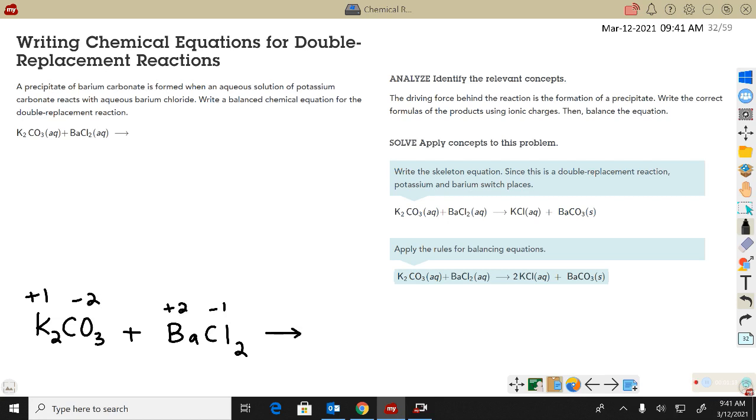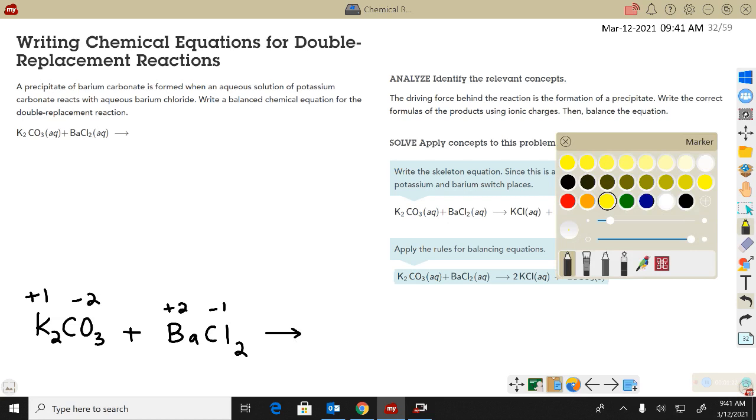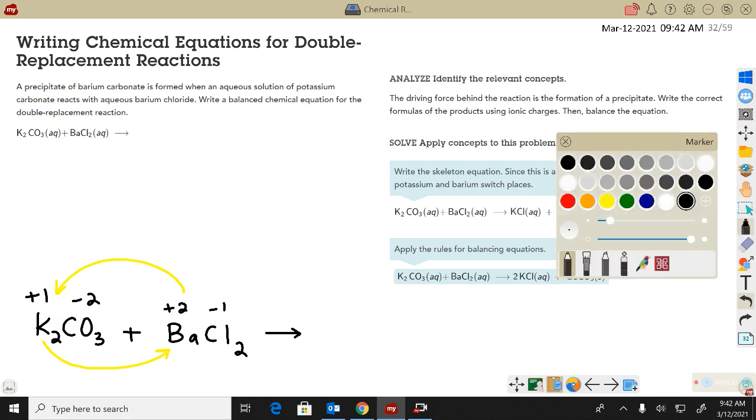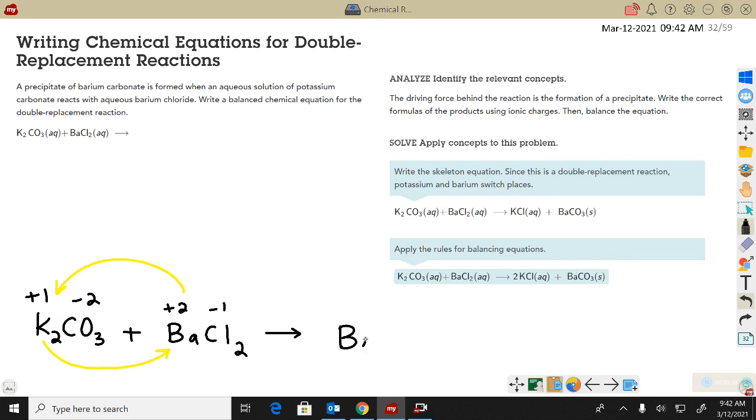Okay, so positive switches with positive. So I'm going to switch my potassium and my barium. All right, so all I'm going to do now is switch the ions. So I'm going to bring barium with carbonate and then potassium with chloride. I just made a new combination of ions, so I got to check the charges on the product side. Barium is a +2. Carbonate was a -2. Yes, neutral. Oh my gosh, you've got to be kidding. They're both neutral. +1, -1.